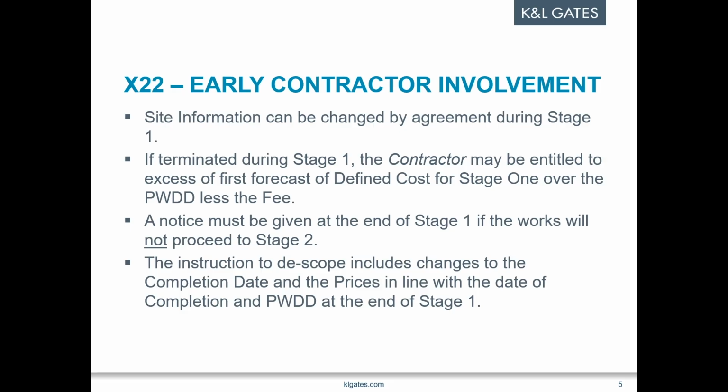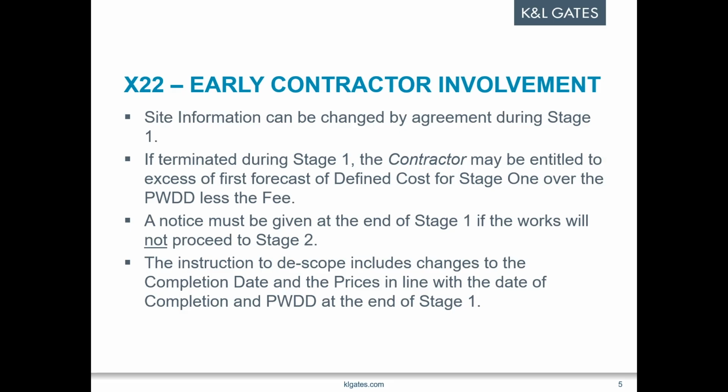Another change is the clarification of the process where the project will not be proceeding to stage two. Now, I think in the last set of amendments, we were clarifying the process where there was a notice to proceed. Here, what we're doing is actually asking for there to be a notice not to proceed, just so that it's all joined up and clarified.